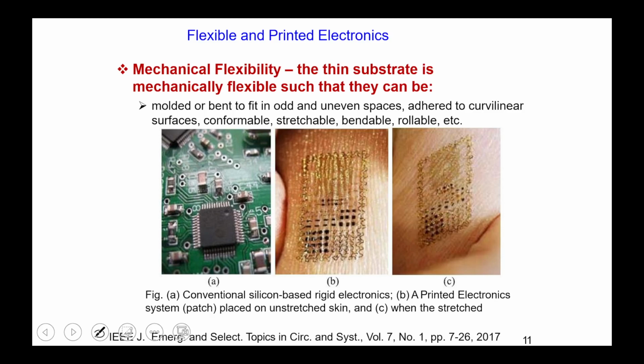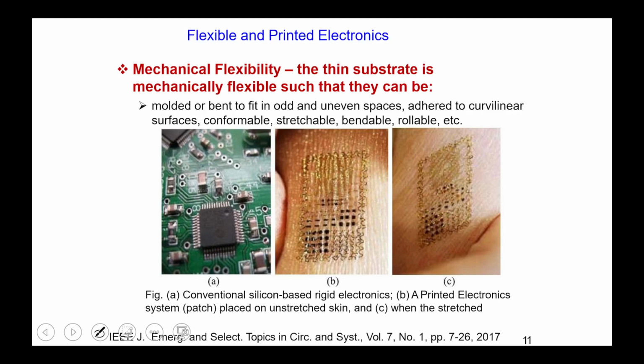Mechanical flexibility: the thin substrate is mechanically flexible such that it can be molded, meaning we can bend it into any form like that. We can bend it to fit in open spaces. We can equally bend, we can unequally bend, adhere to curvilinear surfaces, conformable, stretchable, bendable and rollable. So all these are properties required for flexible electronics. So we can use any rough form as a substrate.